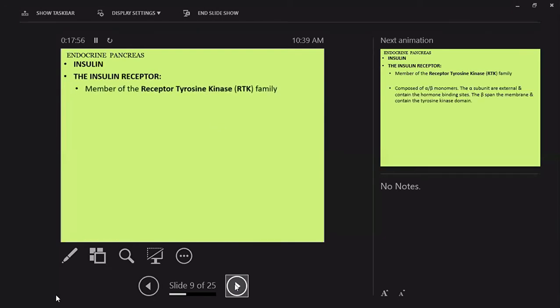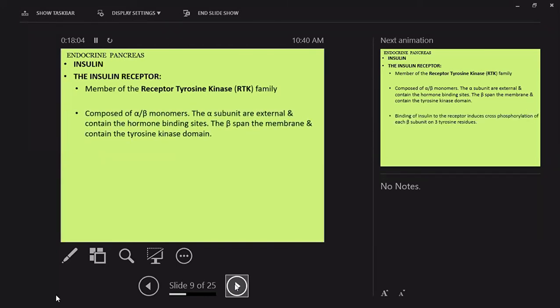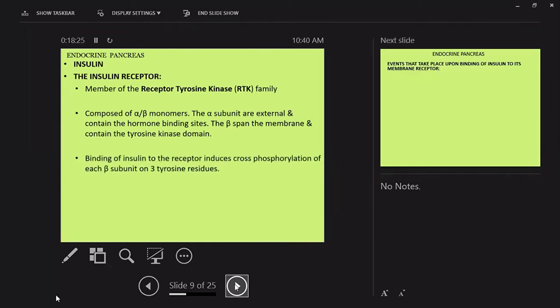The insulin receptor is a member of the receptor tyrosine kinase family, composed of the alpha and beta monomers. The alpha subunits are external and contain the hormone binding sites. The beta subunits span the membrane and contain the tyrosine kinase domain. Binding of insulin to the receptor induces cross phosphorylation of each beta subunit on three tyrosine residues.